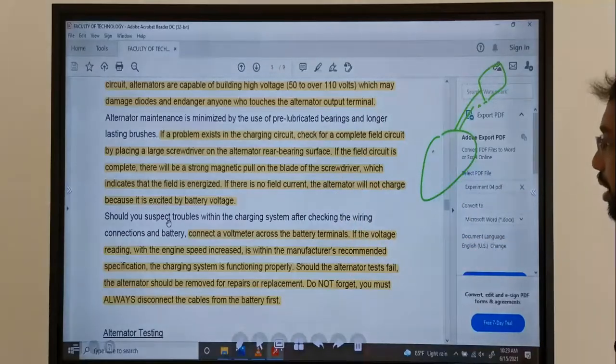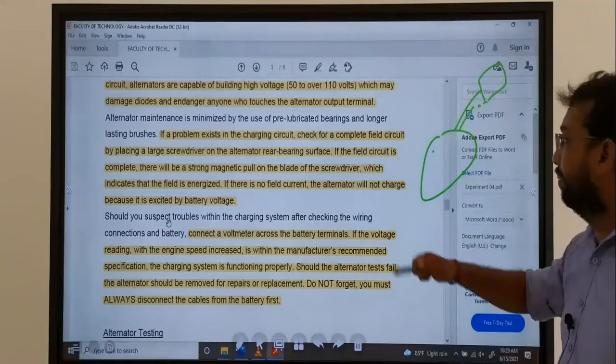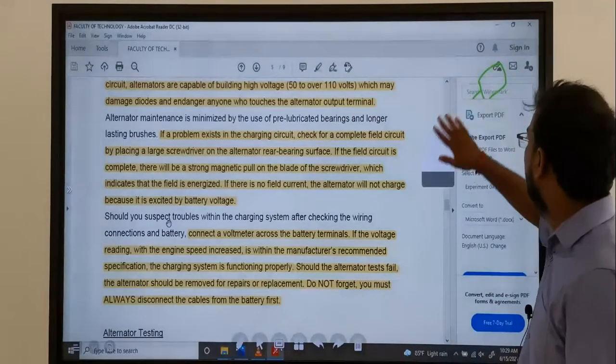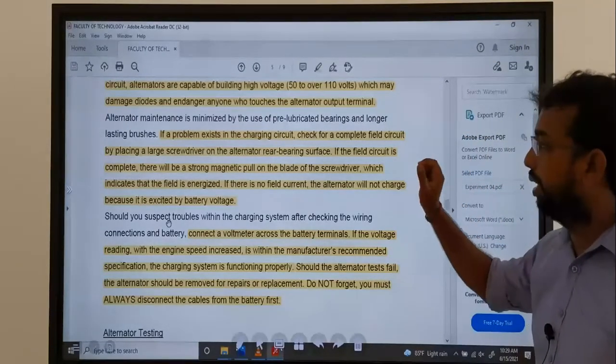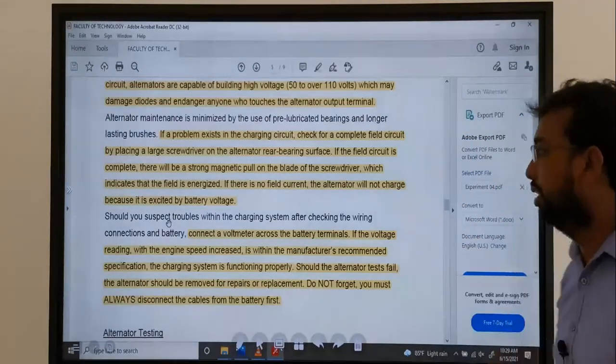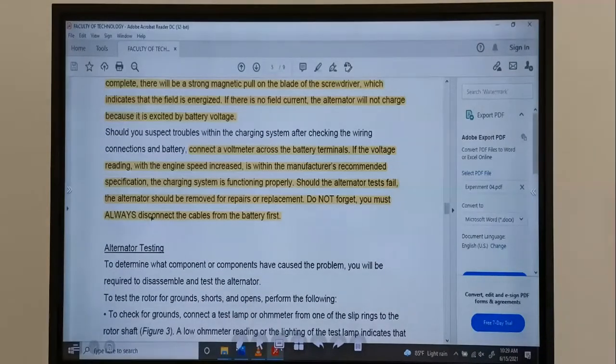If there is no field current, the alternator will not charge because it is excited by the voltage. The alternator gives the charge to the battery when the field is energized. So we can put the screwdriver and find out.